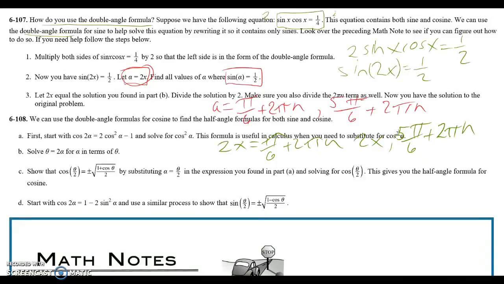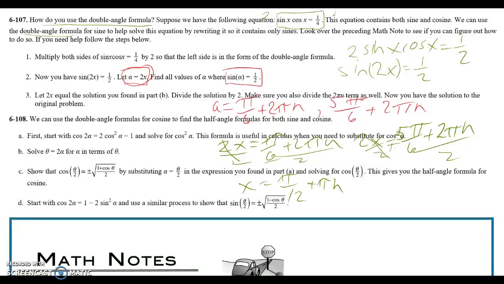So to find the x values, we're actually dividing everything by 2 on both sides. So when we divide by 2 here, we've got x is equal to, now pi over 6 divided by 2 gives us pi over 12. We have to actually divide both of the terms here. 2 pi n divided by 2 leaves us with a pi n.